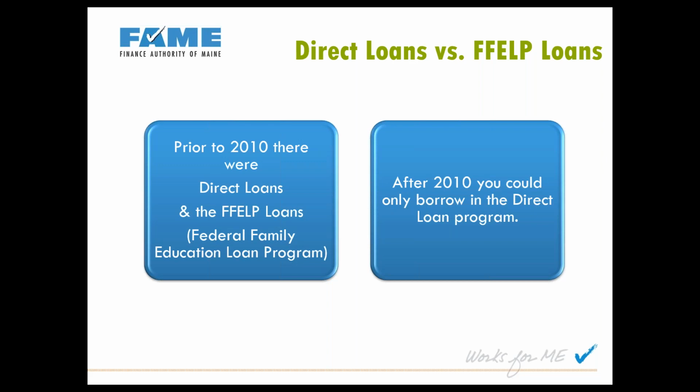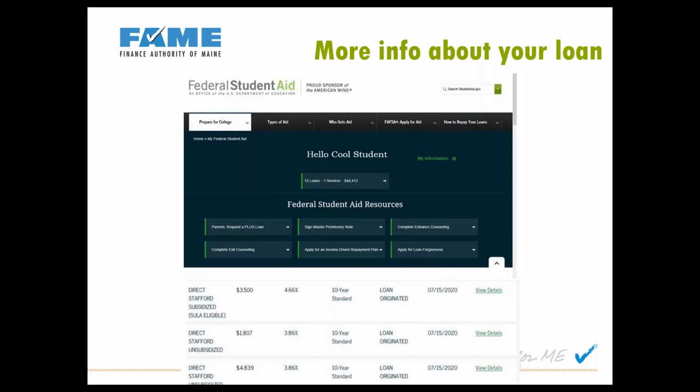So maybe you had the option to have one or the other. But after 2010, the FFELP program went away. So after 2010, from then on, for federal student loans we only have the direct loan program. This is going to be important later when we talk about repayment plans. What options you have may depend on what type of loan you have, or the loan forgiveness program. That also is where this is going to be important. So that's the difference between the two.